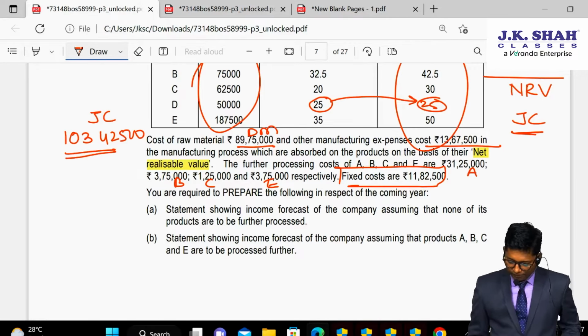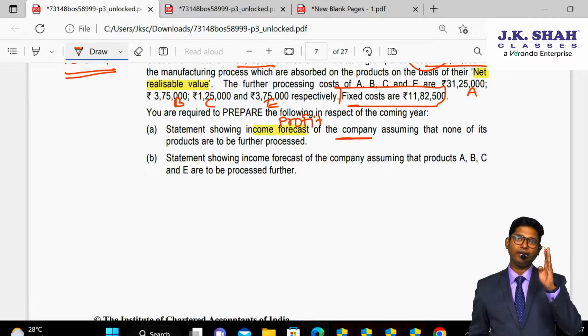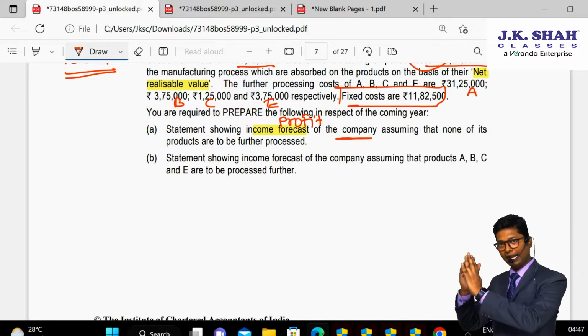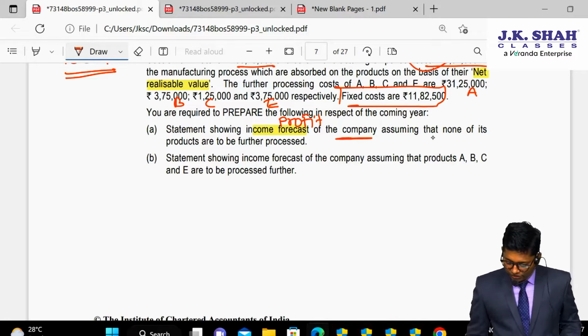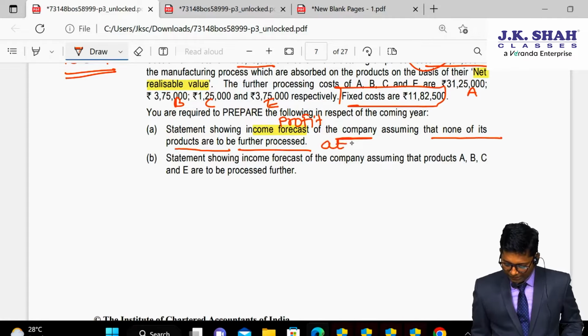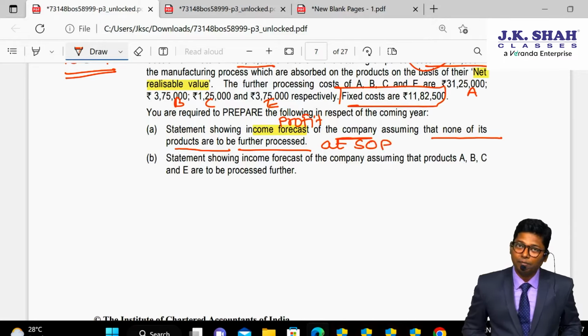You are required to prepare the following in respect of the coming year. Only 2 points are there. The question is asking you to show the income forecast, and income forecast is nothing but profit for the company. Company's profit is asked, so we should calculate A, B, C, D's profit, and in addition to that we will prepare one more column, total profit. Assuming that none of its products are to be further processed, means if you are selling them at the split off point, what will be the profit, that is asked.